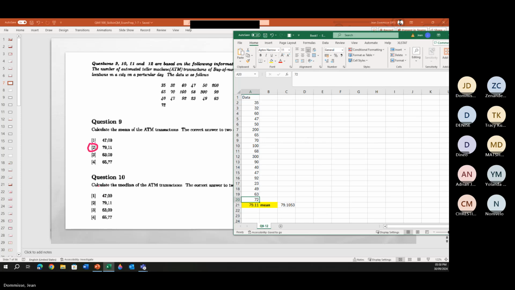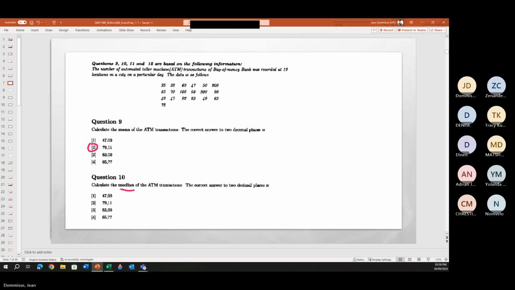Okay, the median. So remember, the median is the number that is in the middle of your data. So in the middle of your data is the median, but it is when your data is ranked. Okay, so that is the other important thing.